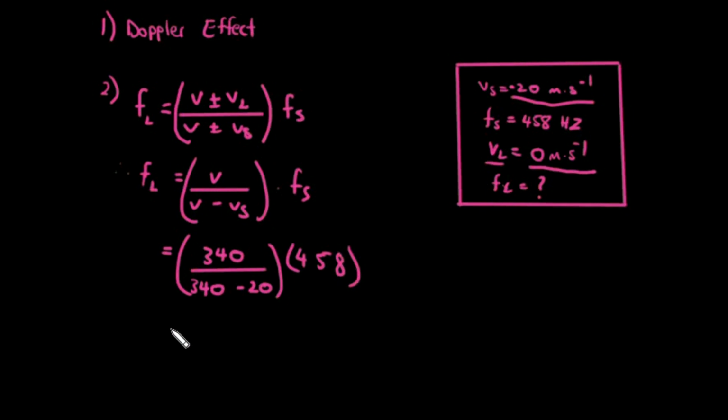And if we plug this in on our calculator, we get an answer of 486.633 hertz, which is the frequency heard by the observer standing on the platform as the train approaches him.